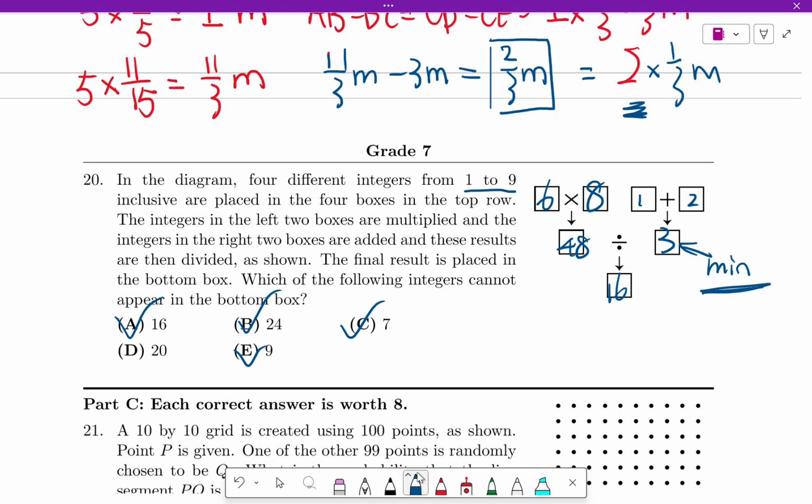So A does work. We're only left with 20, so let's try 20. If we go with 20, we would have 60 here. And we don't have any possibilities to fill out these 2 boxes with any 2 distinct integers from 1 to 9 to meet 60. If it's 5 times 12, this 12 exceeds the boundary of 9. So 20 doesn't work. The answer to question 20 would be option D.